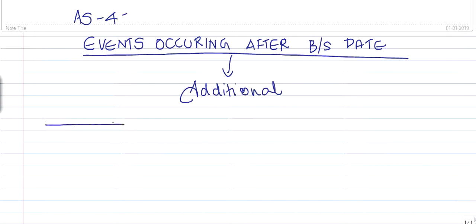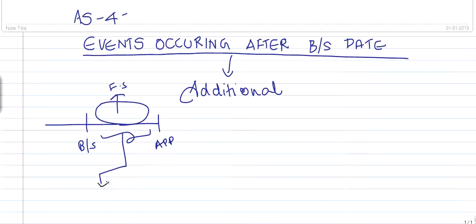You know, right? Once again, this is the balance sheet date, then approval of financial statements. Any events occurring in this period, whether they affect the financial statements, can be an adjusting event or a non-adjusting event. If the additional information materially affects the determination of amounts relating to the conditions existing at the balance sheet date, then it is an adjusting event.